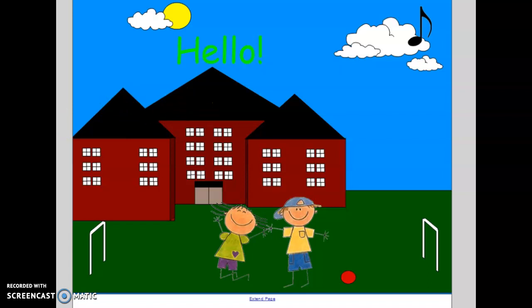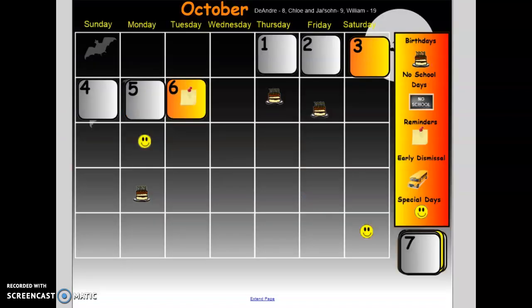Let's get started with calendar this morning. The month is October. I am noticing that if yesterday was the 6th, then today is the 7th. Whoop, whoop. It is almost DeAndre's birthday. How exciting. Let's fill in our date.